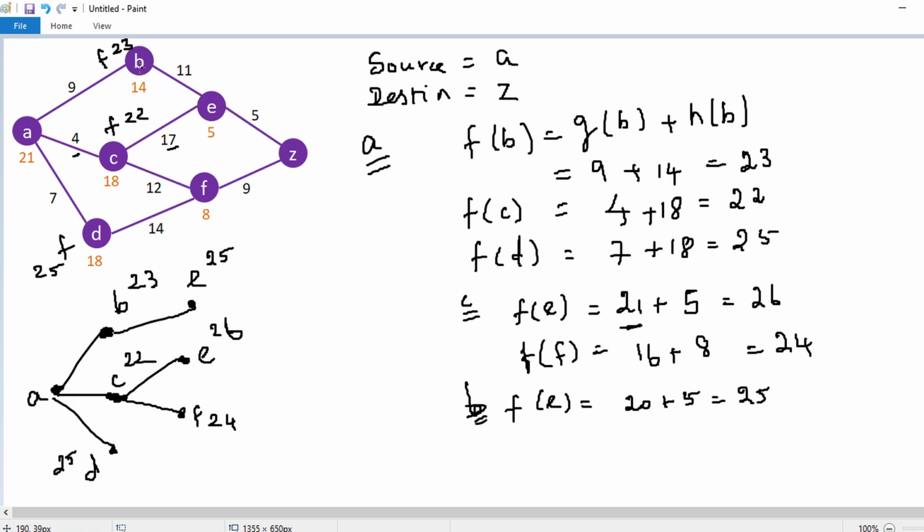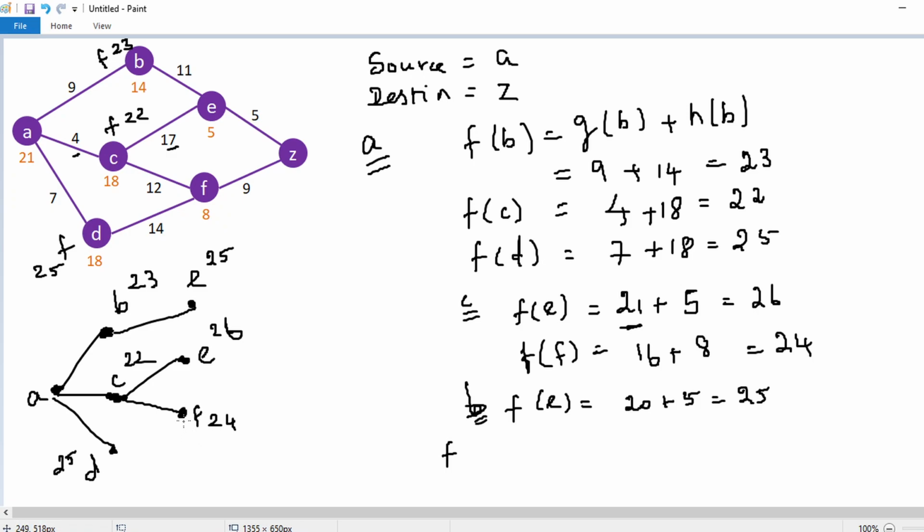Now where else B goes? Nowhere else. Okay, so as of now 25, 25, 26, 24. So out of these, now this part is promising. It is saying at least 24 it takes, which is the minimum of all others who are saying 26, 25, 25. So we are going to expand this F.